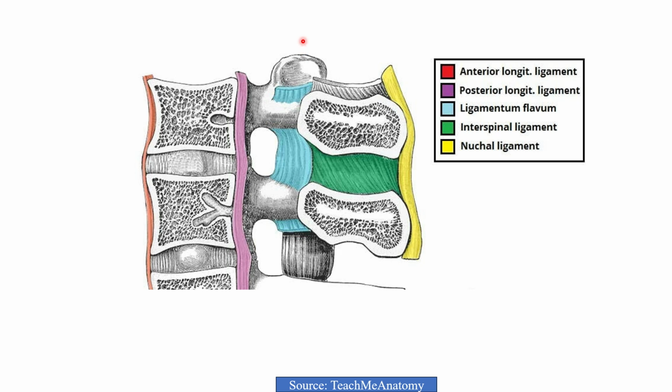Connecting the spinous processes is the interspinal ligament, which is shown in green. And finally, we have the nuchal ligament or ligamentum nuchae, which is a thick triangular sheet-like structure that connects the foramen magnum and external occipital protuberance proximally to the C7 spinous process distally.